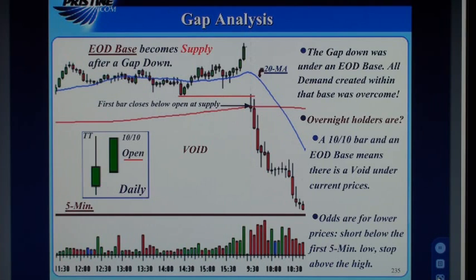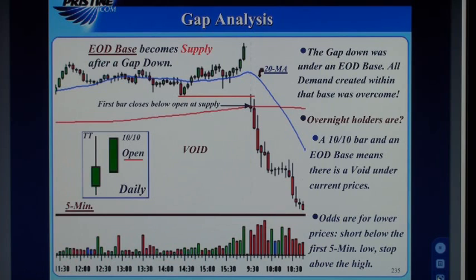On the next day, the gap down was significant, gapping down more than 60% into that bar. Now when we look inside of the bar, what we see is that there's an end-of-day base. And a gap down under an end-of-day base is going to create an area of overhead supply. Also notice the pattern. Prices rallied right up into the close to a new high. So this tells us that overnight holders were thinking that prices were going to go higher, and now they're all holding losses. You can see why that whole consolidation now becomes a reference point of supply.